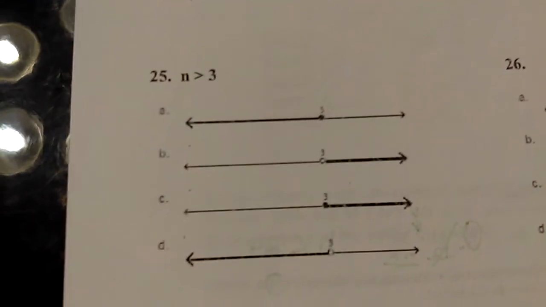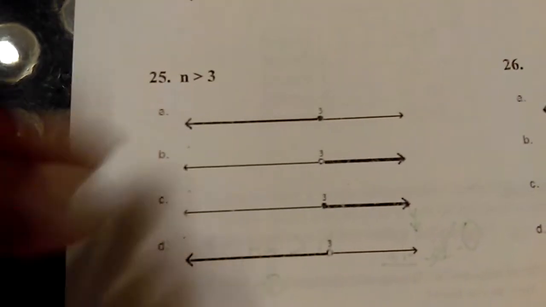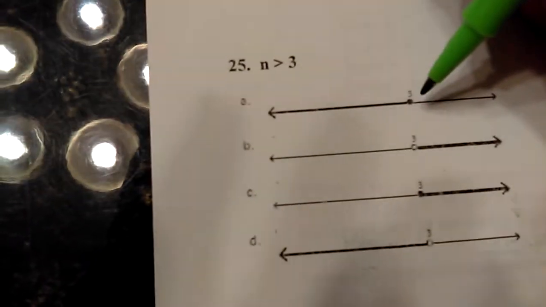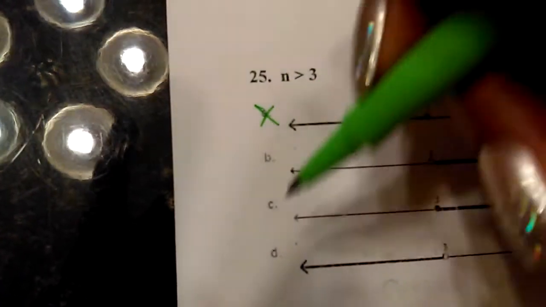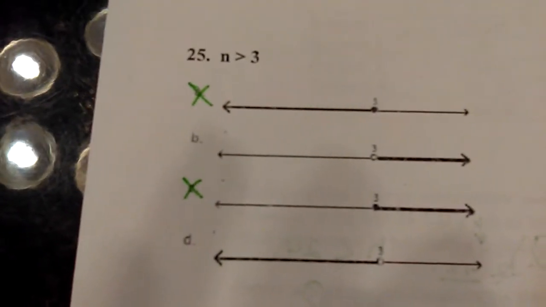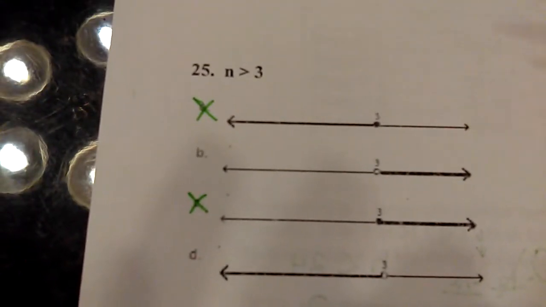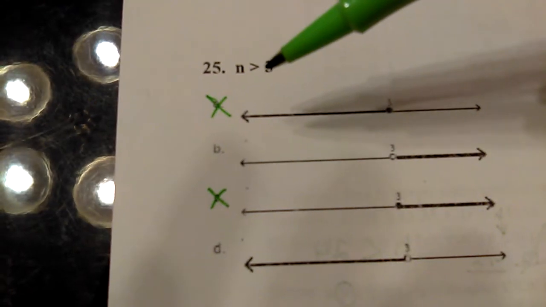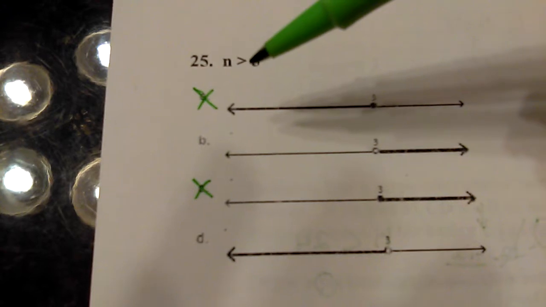So any options here that have a closed circle, not even a chance that it's our answer. So let's look. A has a closed circle. That's wrong. C has a closed circle. That's wrong. So now we're left with B and D. And notice that all of them are already at 3, so we're good there.